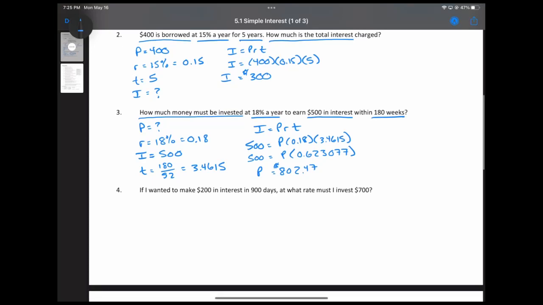Now one more. Question 4. If we want to make $200 in interest in 900 days, at what rate must I invest? Okay, so the first part here, I want to make $200 in interest, so that's I equals 200. In 900 days, that's a time, except that it's a time in days and not years. So I'm going to convert it to years by saying 900 over 365.